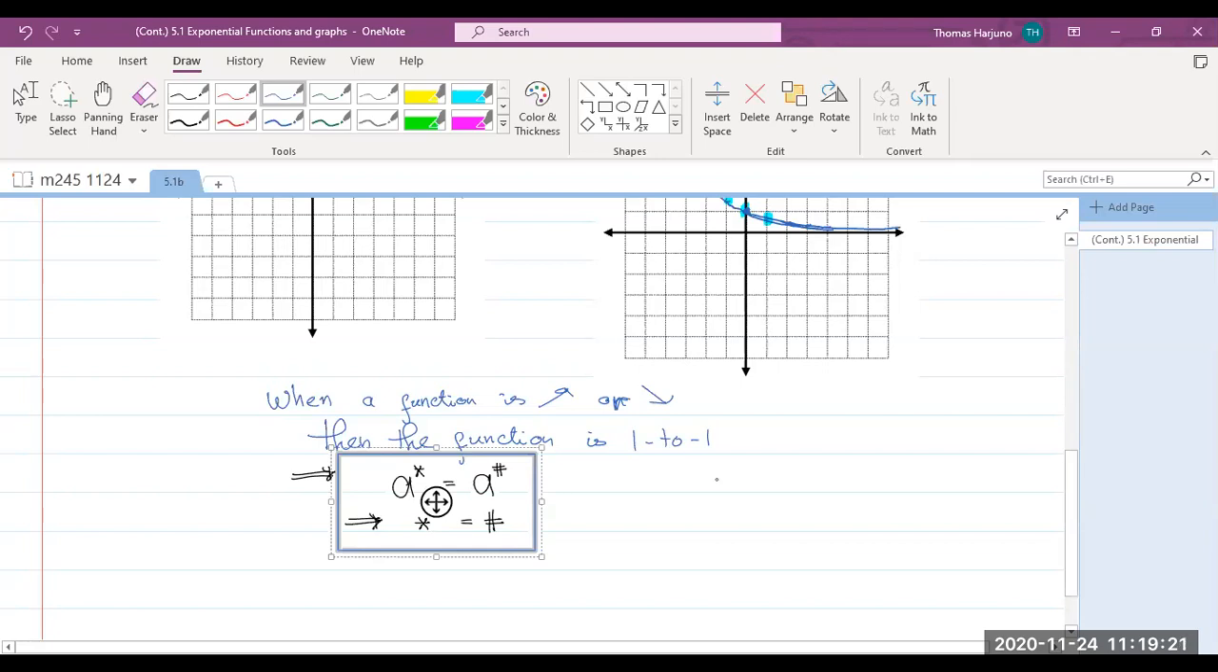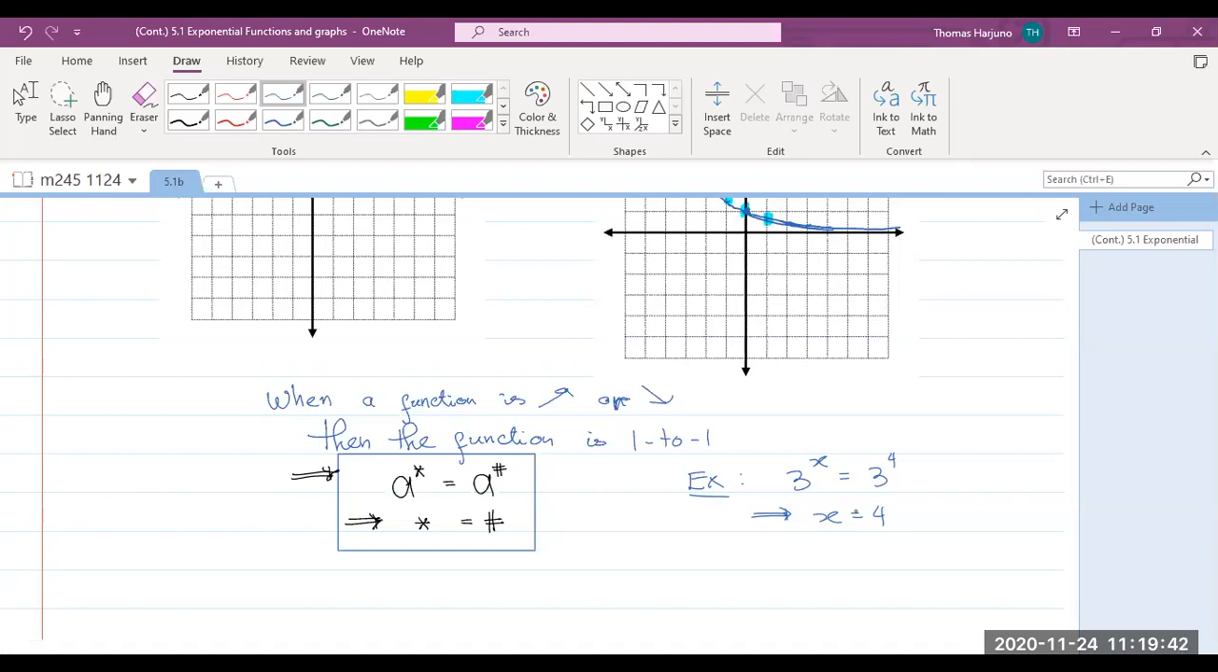Suppose a very simple example. For example, 3 to the x equals 3 to the 4. Then x equals 4. Okay, but Thomas, I thought that's always true. Actually, no, that's not always true. If the function is not one-to-one, then it is not true.